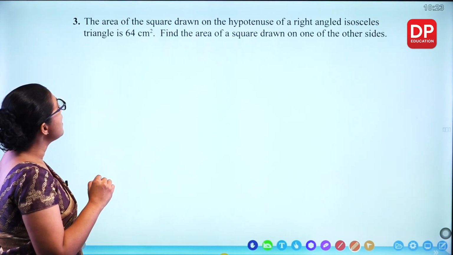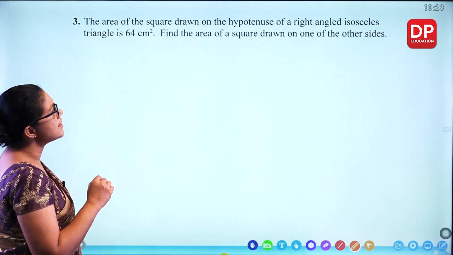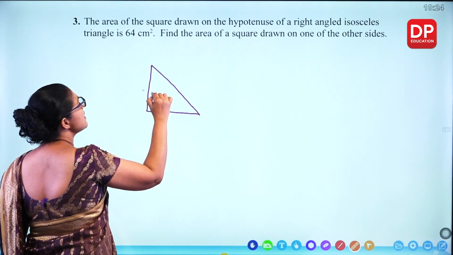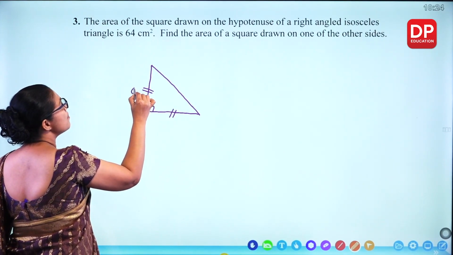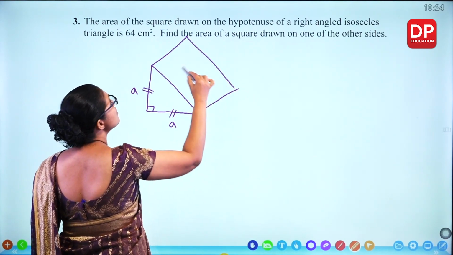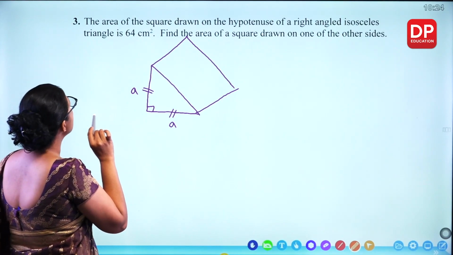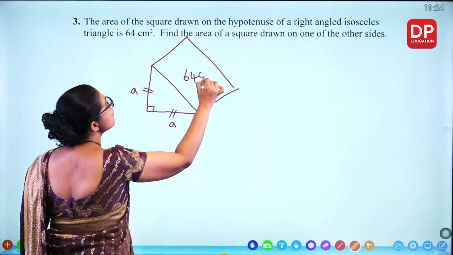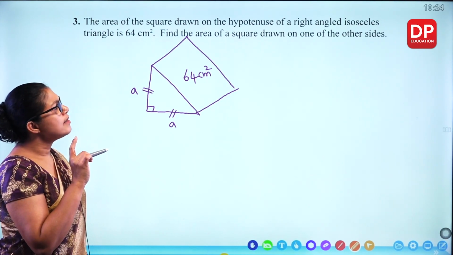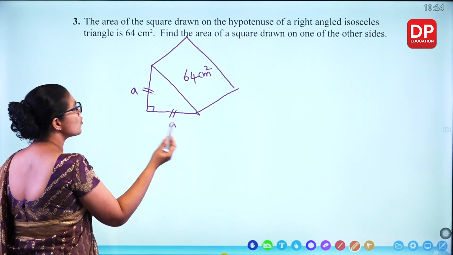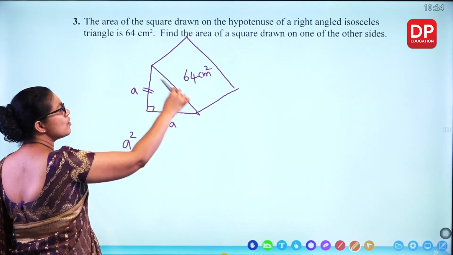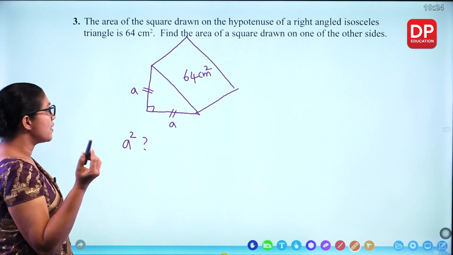Question number 3. The area of the square drawn on the hypotenuse of a right angle isosceles triangle is 64. So this is an isosceles triangle, means this length is equal to this length. We'll put A. The square drawn on the hypotenuse of the right angle triangle, the area is given 64 square centimeters. Find the area of the square drawn on one of the other side. So they are asking A squared. What's the A squared value? Now we need to find out what's this length to figure out the area.